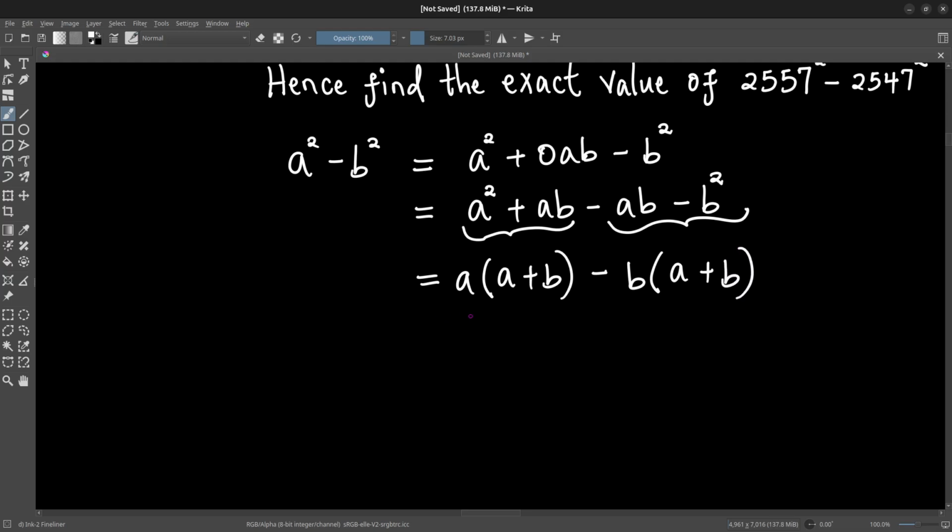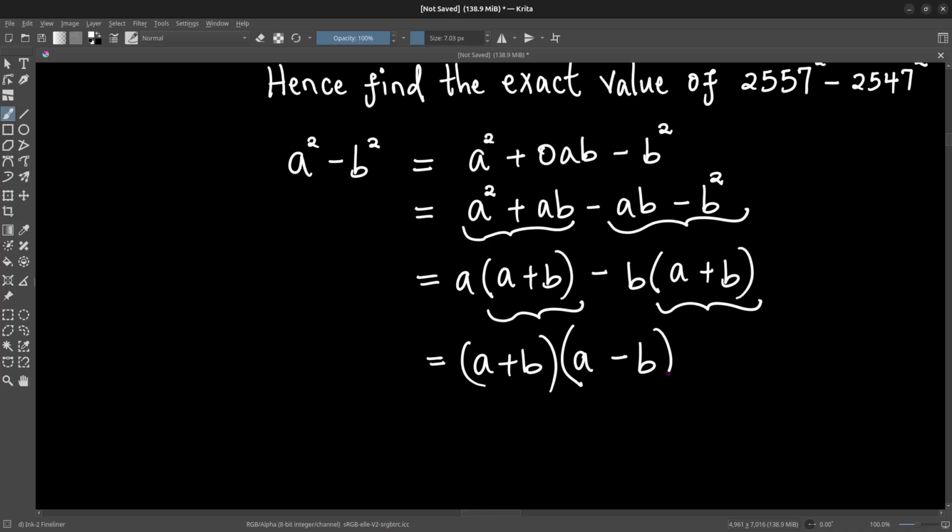And then now notice something. Here we have this a plus b, and then here we have a plus b. So let's factor that out. So when we factor out a plus b, here we are left with the a, and then minus, on this other side, we are left with the b. So a squared minus b squared is the same thing as having a plus b and a minus b.